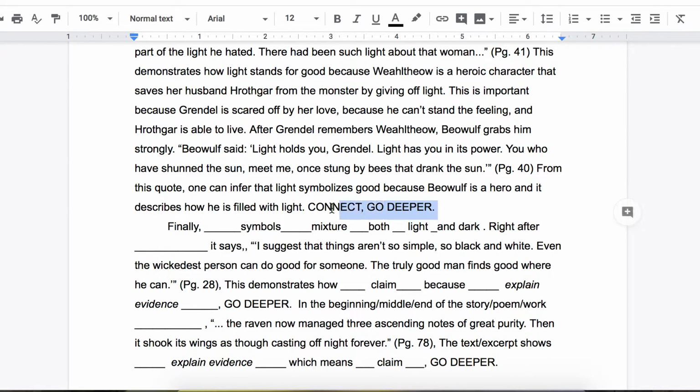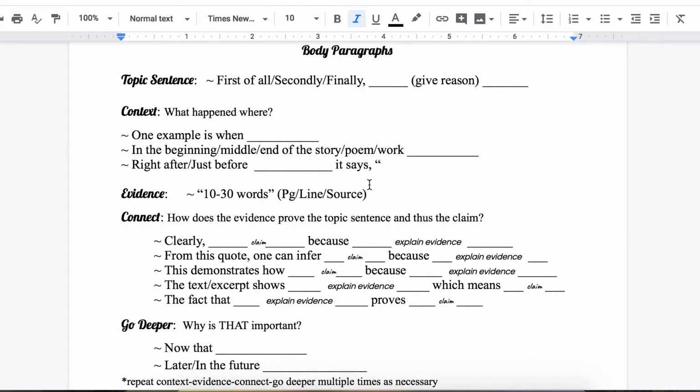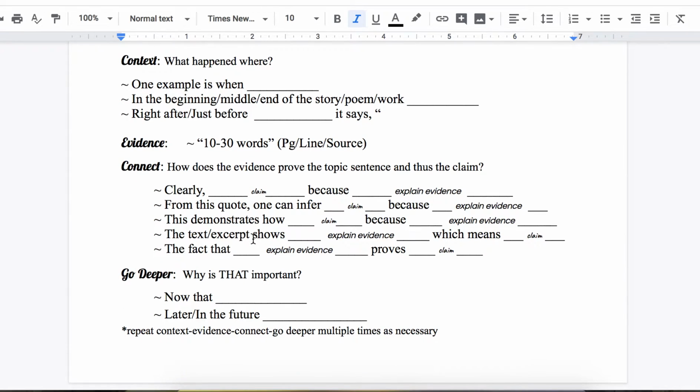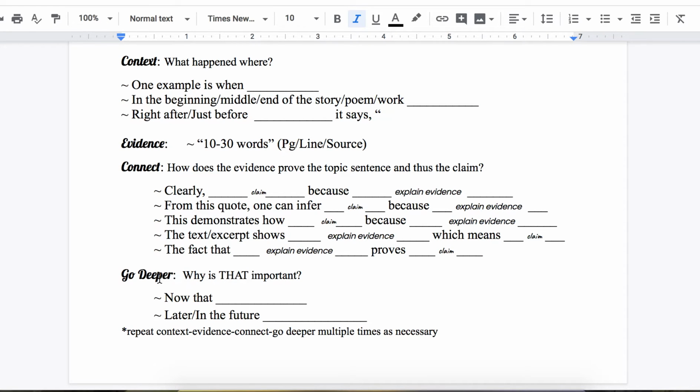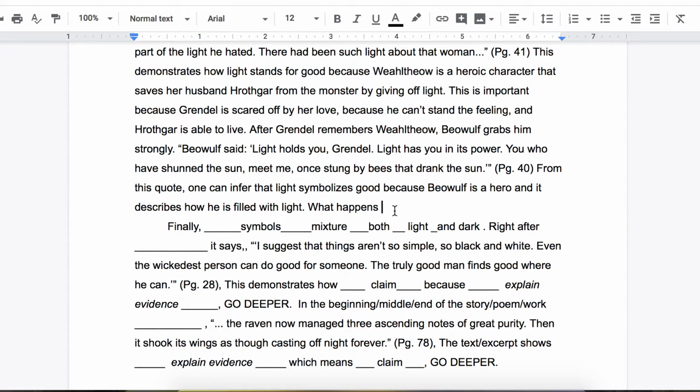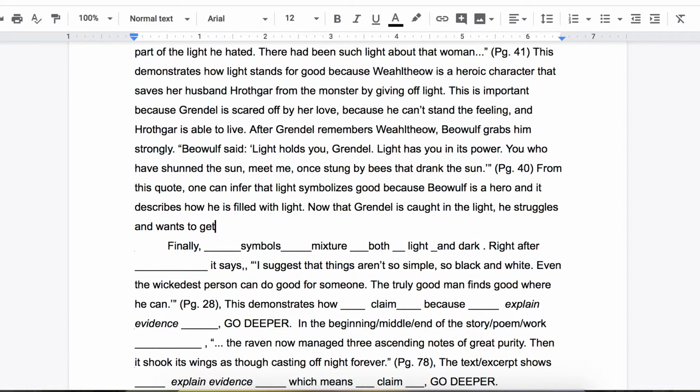All right, the go deeper. Why is it important? Why is it important that he's filled with light? So what happens, I'm going off script. I'm using my own sentence frame, because in go deeper I say now that or later in the future. You could use either of those, but I'm going to go with what happens, just for fun. Well, actually, let's go with now that. Now that Grendel is caught in the light, he struggles and wants to get away because he hates it.